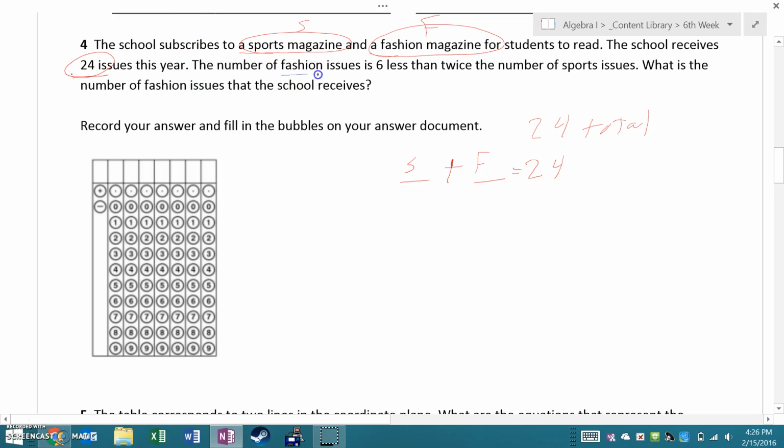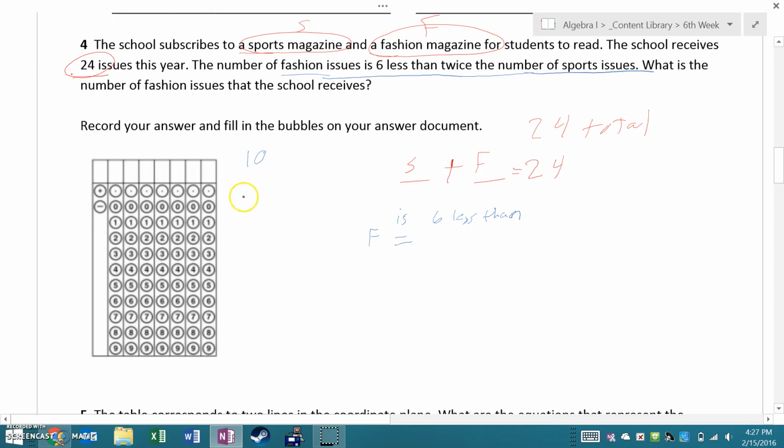The number of fashion issues is 6 less than twice the number of sports issues. Now, this is a very difficult sentence to break down, and I'll do it like this. The number of fashion issues is 6 less, so 6 less than. Now, this is not referring to an inequality.